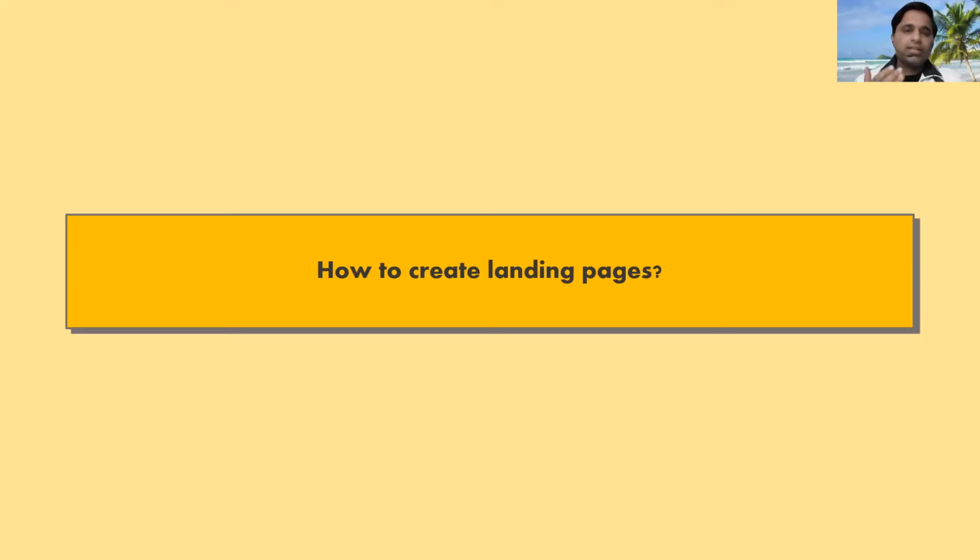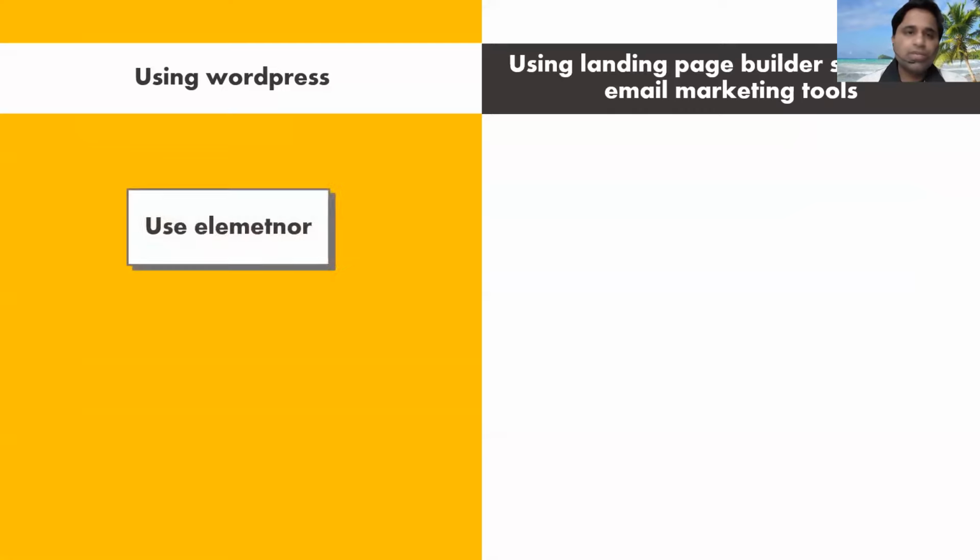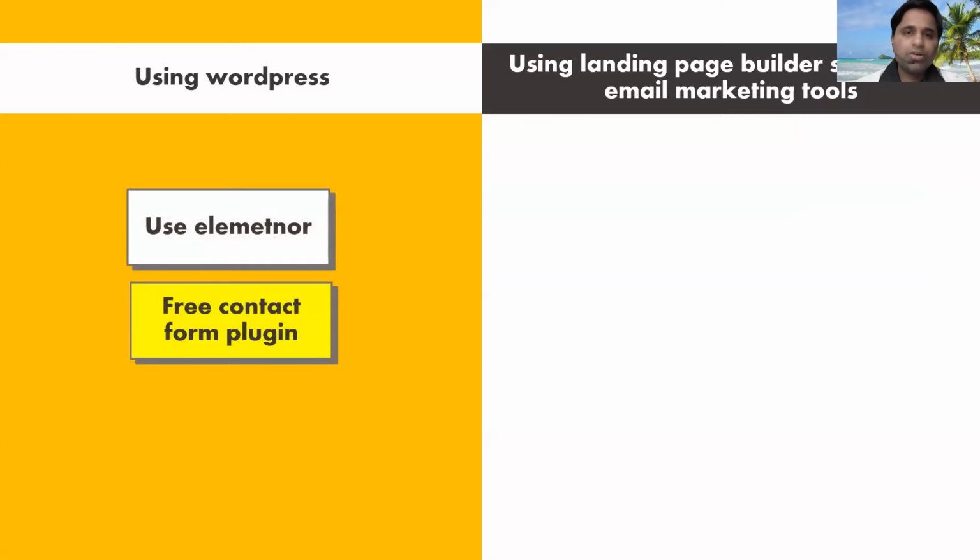Now we can see how to create a landing page. There are two ways that you can create a landing page. You can use WordPress, or you can use specific landing page builder services or email marketing tools. Now if you are using WordPress, this is pretty simple. Use Elementor to build your page, and use any free contact form plugin. I think Elementor comes with its own form builder. I think I have misspelled Elementor. Use Elementor and use some free contact form plugin.